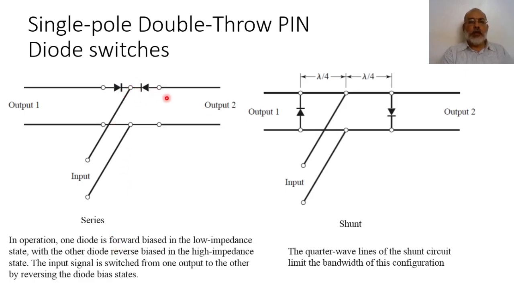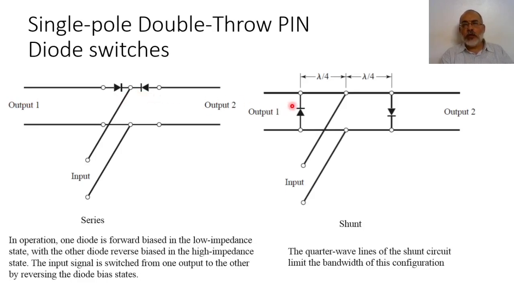As I said, if I have positive here, negative here, and the ground here, this diode will be turned on, so the signal will go from input to output two. If I have positive here, ground here, negative here, this diode will be turned on and this diode will be turned off, so the signal will go from the input to output one.